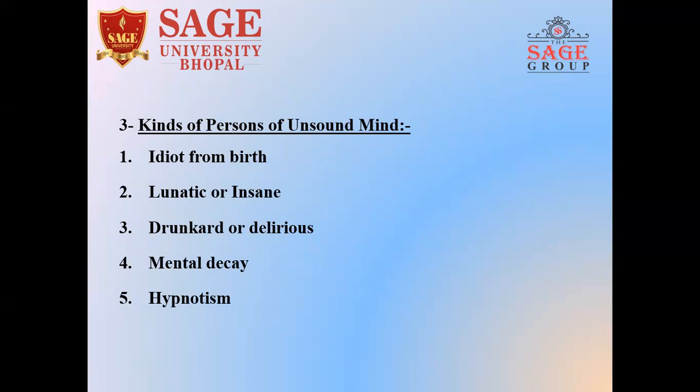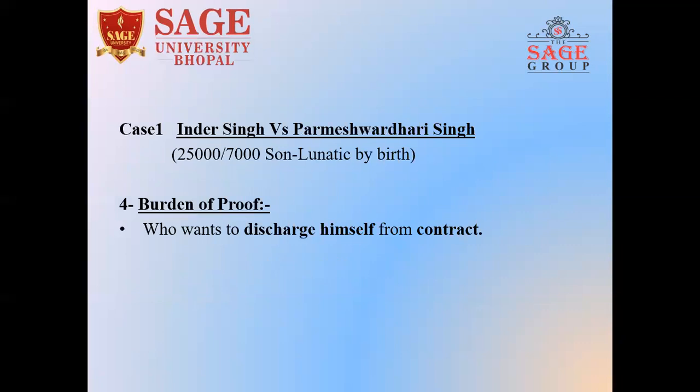Now, kinds of persons of unsound mind. It includes idiot from birth, lunatic or insane, drunken or delirious, mental delay, hypnotism. There is a case, Indra Singh versus Parmeshwar Dhari Singh. Now, burden of proof. Who wants to discharge himself from the contract? It lies on that person.